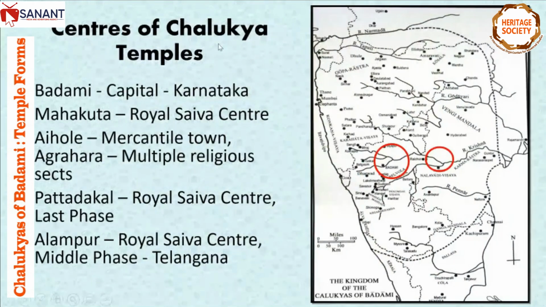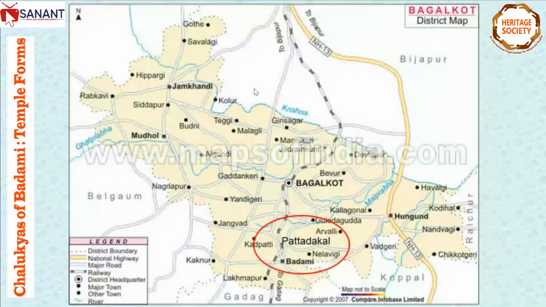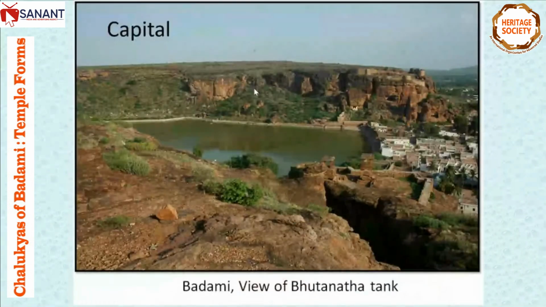Now about the centers of the Chalukya temples. I have already demarcated this region many times in the earlier maps. This is a close-up of the map. First one is the capital, Badami. It is a capital and it has some temples of the Chalukyas.